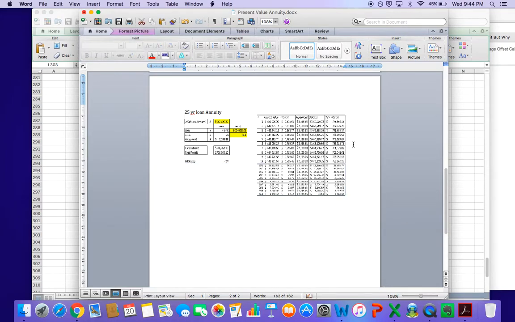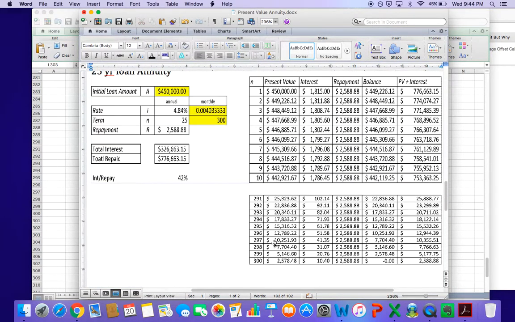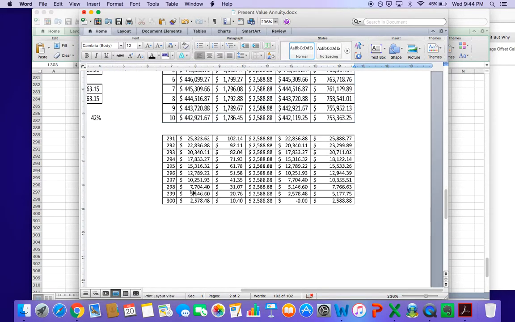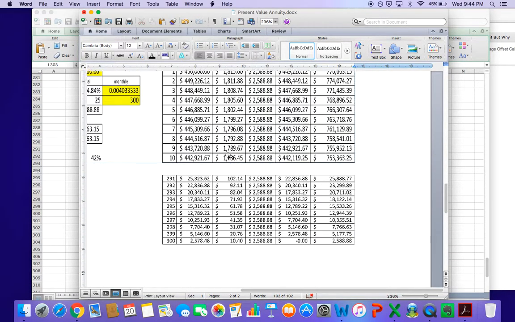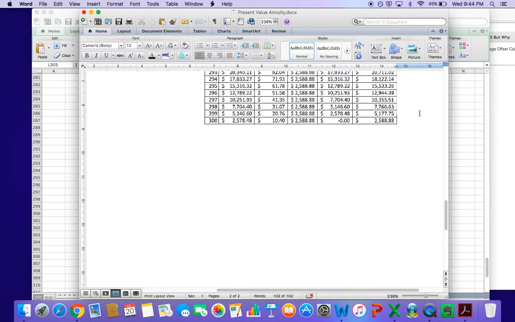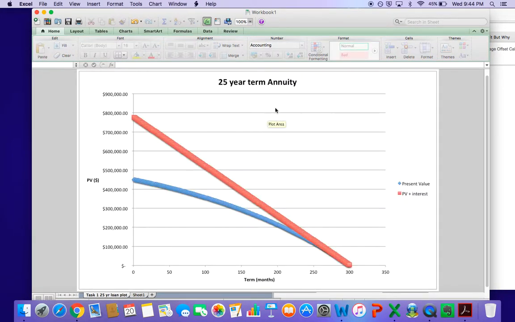And there it is, and still hard to see, but I think you get the idea. You can see it quite well there. So this shows you the first 10 months, the last 10. You can see how the balance goes to zero over that time. You can see the repayment is the same. You can see how the interest changes. And then under that, of course, we could include the plot, couldn't we? So we just get a copy of this.